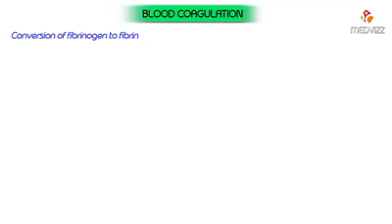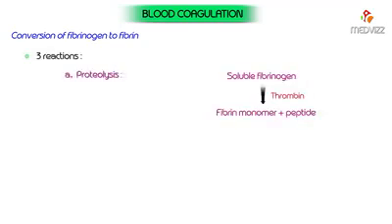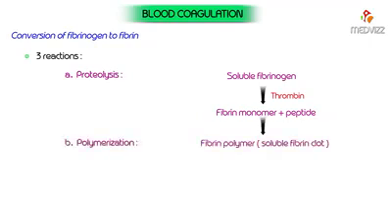Conversion of fibrinogen to fibrin. This involves 3 reactions. Proteolysis: thrombin, acting as a proteolytic enzyme, removes 4 low molecular weight peptide chains from each molecule of fibrinogen to convert it into a fibrin monomer. Polymerization: fibrin monomer polymerizes with another monomer to form long fibrin threads which form the reticulum of the clot initially. The clot is weak because the fibrin threads are not cross-linked with each other.